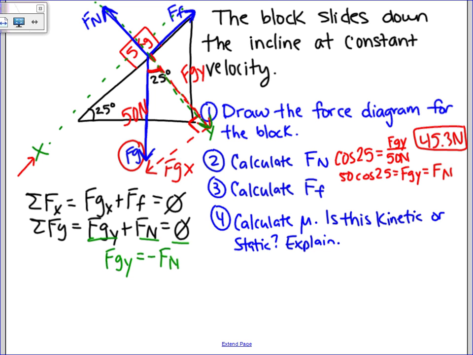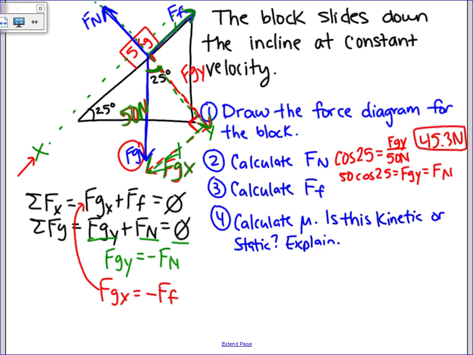Friction is going to be the opposite of force gravity x, as per the equation we wrote up here, since it's also in equilibrium. So in other words, if I can figure out what my force gravity in the x direction is, that's going to be the same as my force friction. All right, so let's do that. I'm going to use my triangle again. I know my angle is 25 degrees, and my hypotenuse is still 50 newtons. But now I'm trying to figure out what force gravity x is, which is the opposite.